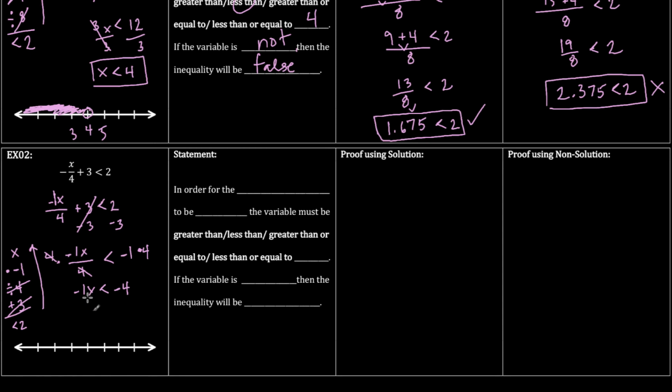And now we are going to divide by this negative 1. But remember, when you multiply or divide by a negative, we're going to flip. We divided by negative 1, so that means we flip it. So for x, instead of less than, I'm going to put greater than. Negative divided by negative is a positive 4.